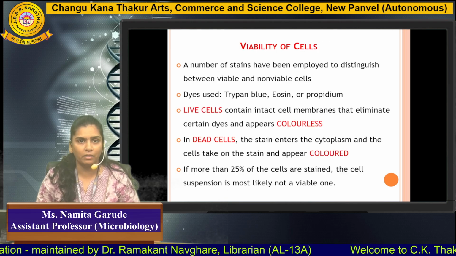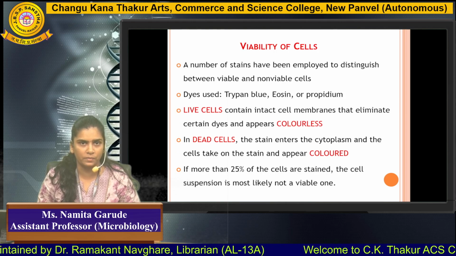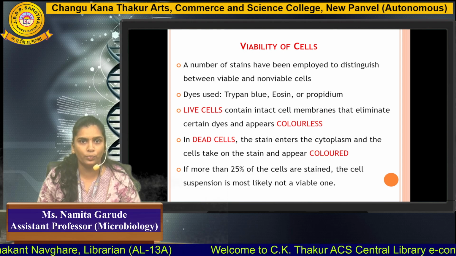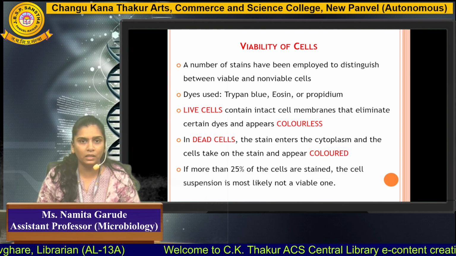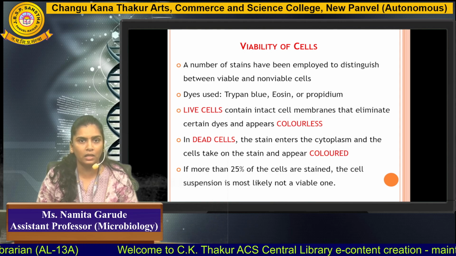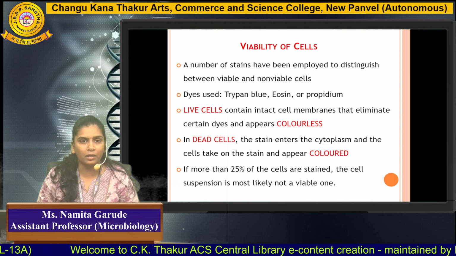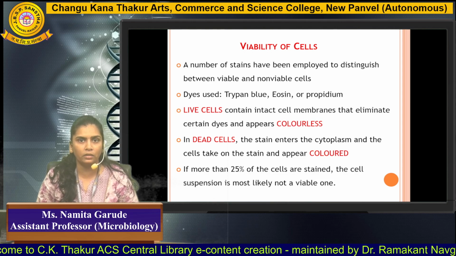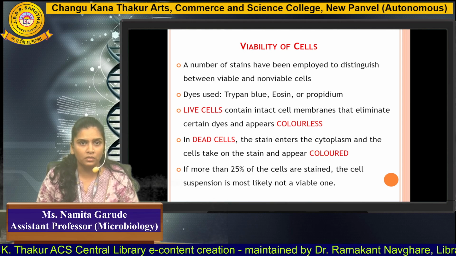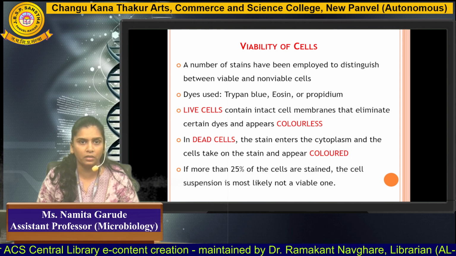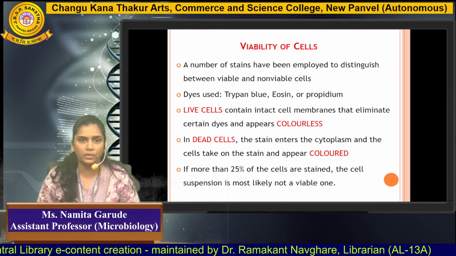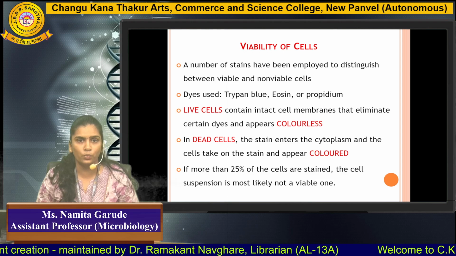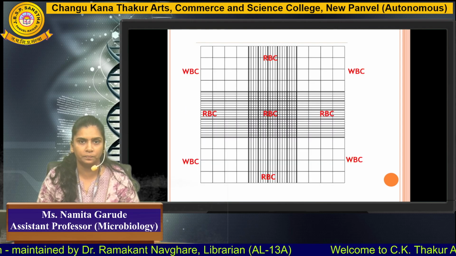Viability of the cells can be determined by using different stains. Dyes used are trypan blue, eosin or propidium iodide. Live cells contain an intact cell membrane that excludes certain types of dyes and appear colorless, whereas in dead cells, the stain enters the cytoplasm and the cells take up the stain and appear colored. If more than 25% of the cells are stained, the cell suspension is most likely not a viable one.